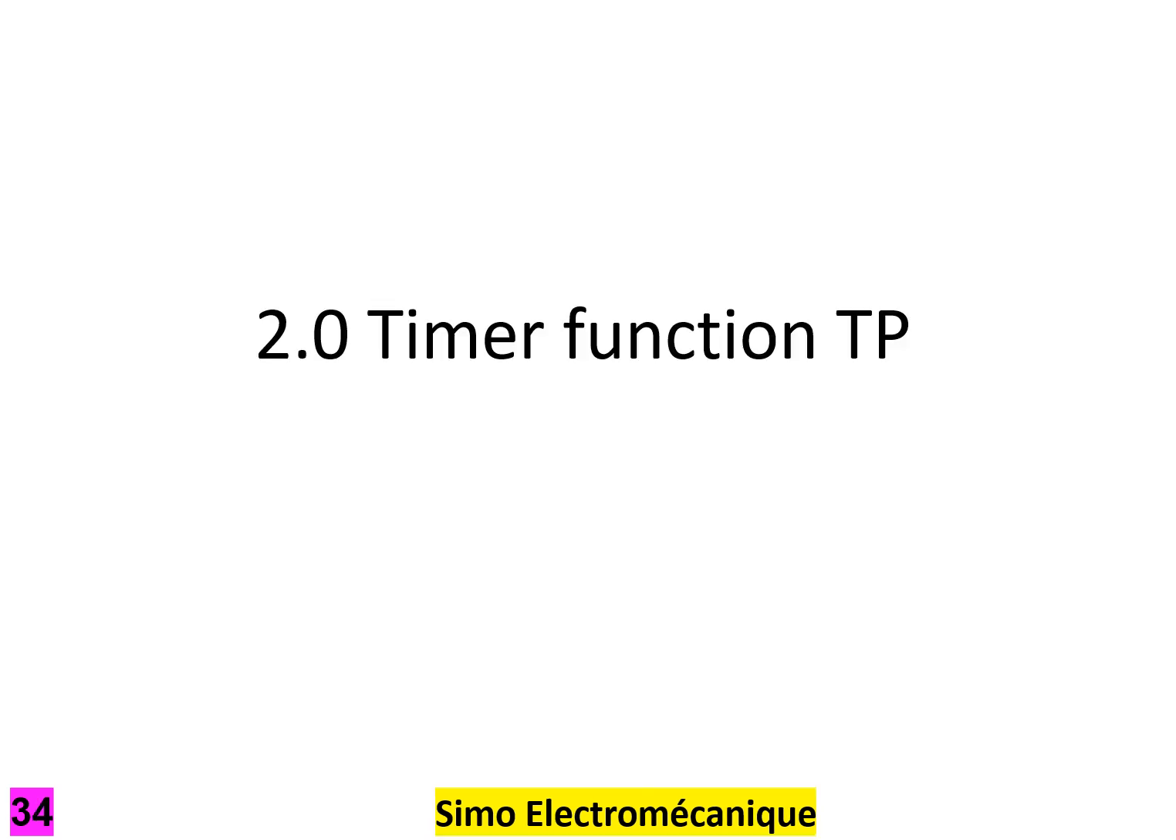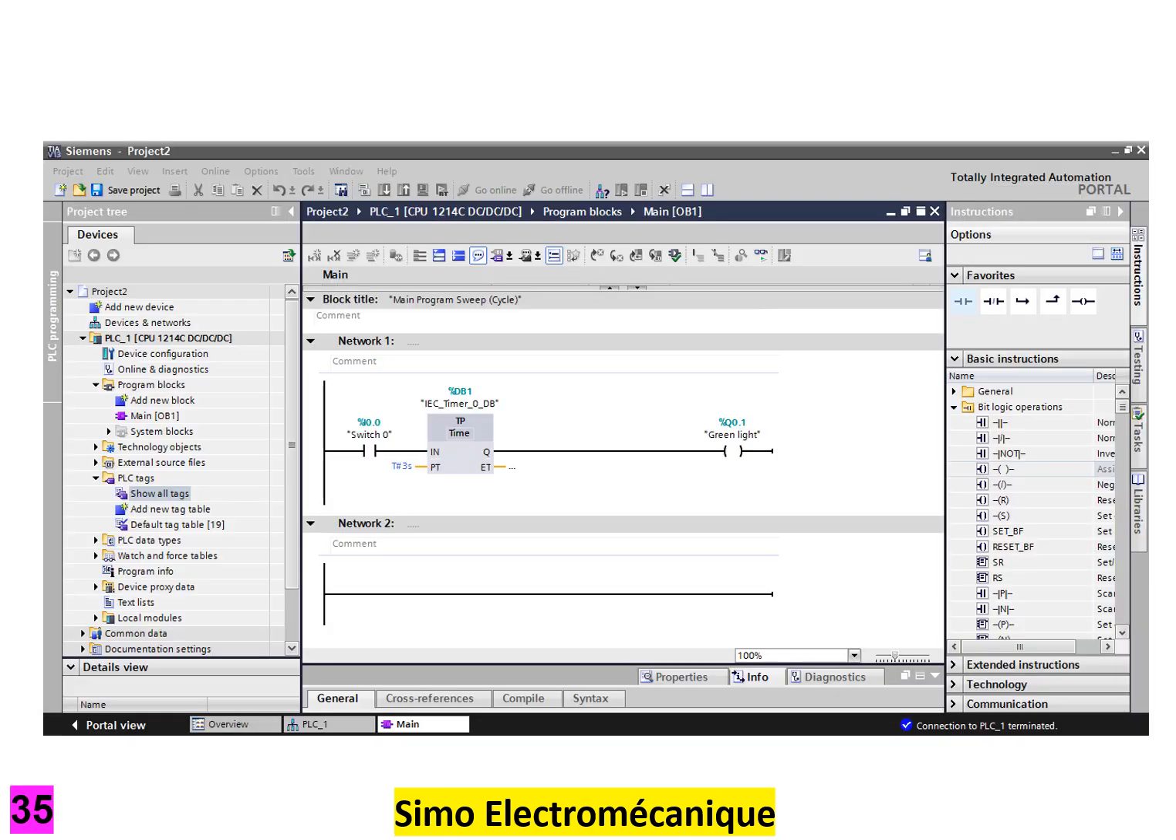Timer function, TP. In the timer operations section of the instructions, you will find 4 timer functions: TP, TON, TOF, and TONR. Here we see the TP function. TP stands for timed pulse. TP produces a timed pulse on its output Q for a defined period of time.